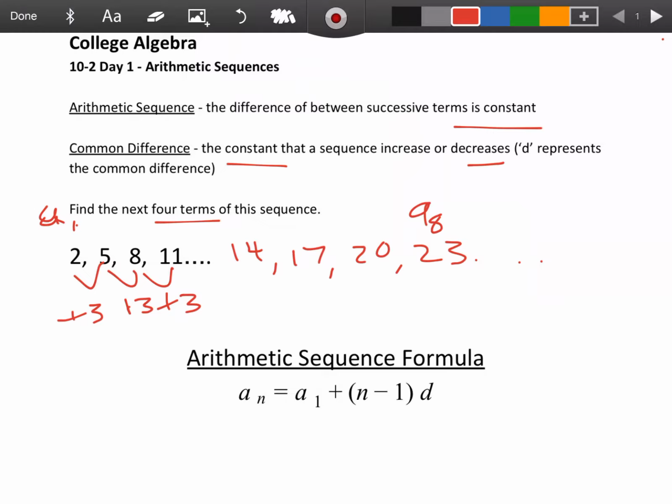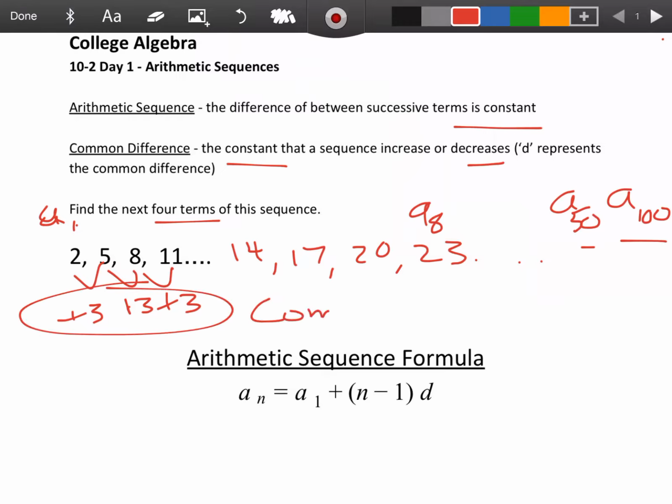But what if we wanted to find the 50th term or the 100th term? I wouldn't want to keep adding 3 each time. We can find these terms. There's a little shortcut using this arithmetic sequence formula, and it deals with this common difference right here. So I wanted to go through this formula to talk about what all these mean.